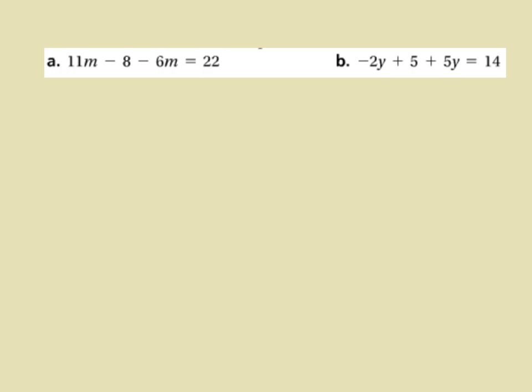You should pause the video right now, write these two equations down in your notebook, and solve. So when I look at your notes, I should see both of these equations solved in your notebook.